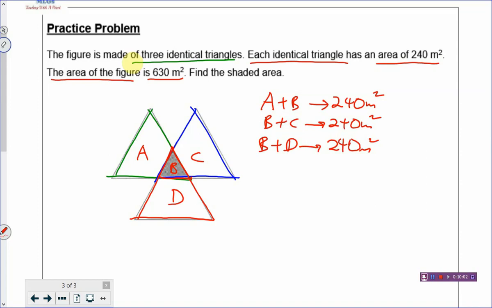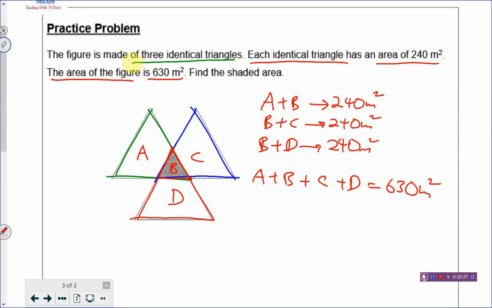Okay, and then what else? You have the area of the whole figure. So what's the area of the whole figure? It is A, B, C, D. So A plus B plus C plus D will give you the whole figure, which is 630 meters square. Alright, so how do we find the shaded area, which is the letter B? How do we find B?